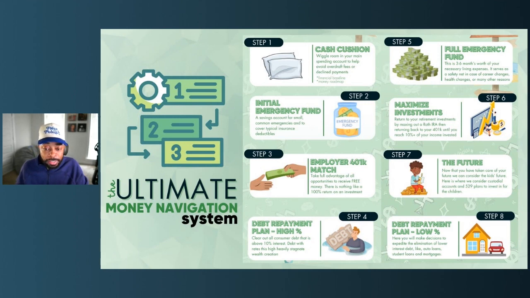Step one, cash cushion. Step two, initial emergency fund. Step three is the employer match for your 401k. Step four is the debt repayment plan for high interest debt. Steps 5, 6, 7, and 8, all of those, after step 4, you can strategize how to take care of 5 through 8 simultaneously. That's why after step 4, I would figure out how to build my full emergency fund.